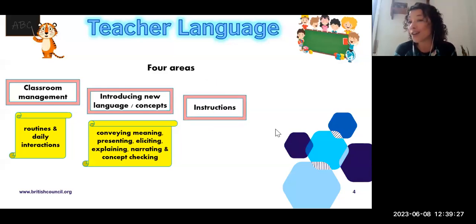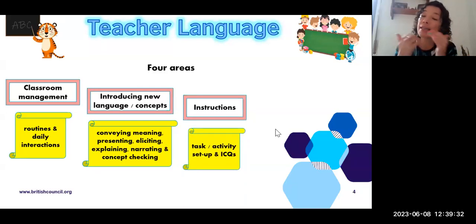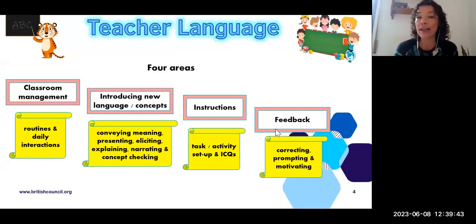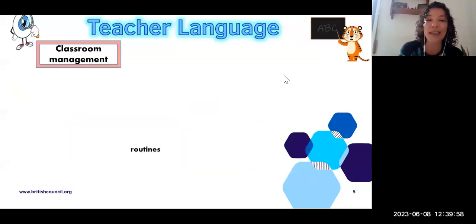The next area is our instructions, which people also mentioned in the chat. So instructing a task or specific activity set up, including some ICQs or some instruction checking questions. And then the final one, which somebody also mentioned, was feedback. So where we're maybe correcting, prompting, and also hopefully motivating our learners with what we say. Great. Okay, so let's move on to the first area then, which is our classroom management area.